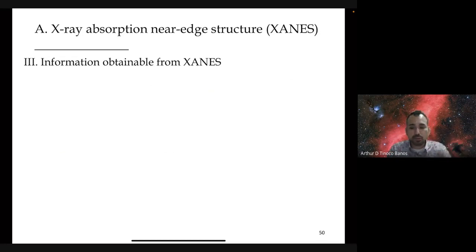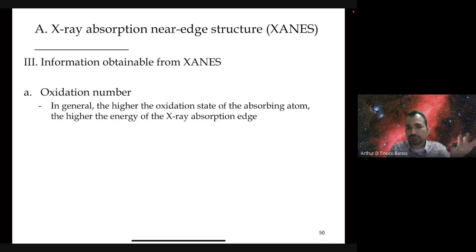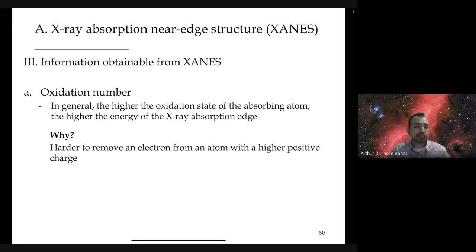But why do this experiment? What information do we get? And specifically, we're talking about metals. What are we going to get from this? Well, you're going to get oxidation number. In general, the higher the oxidation state of the absorbing atom, the higher the energy of the X-ray absorption edge. But why? Remember, it's harder to remove an electron from an atom with a higher positive charge. So obviously, you would need more energy.